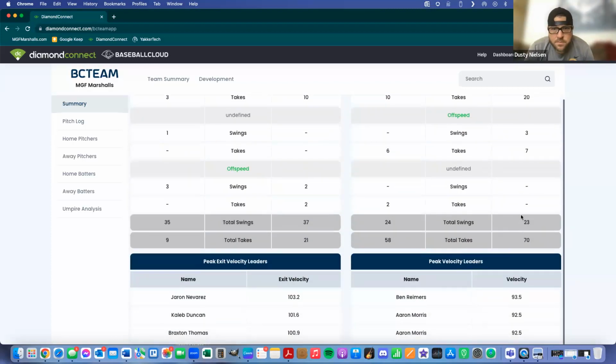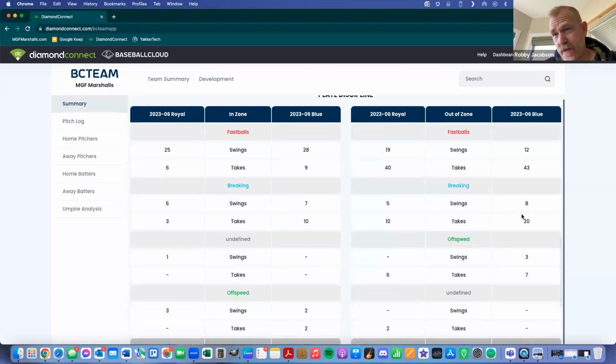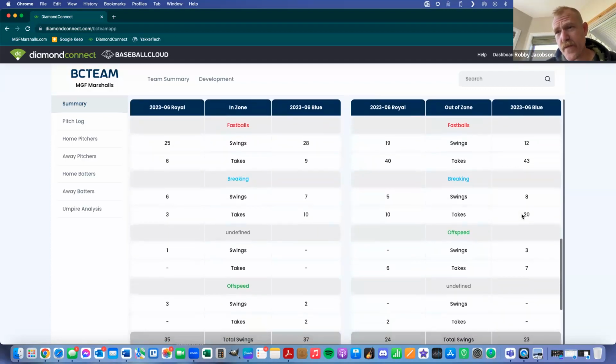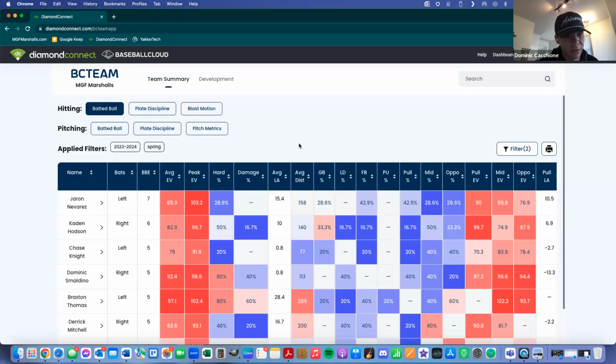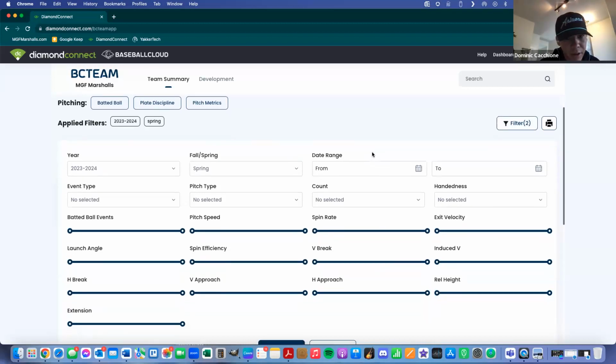Quick question: can you scroll right there? Whatever we're looking at here, the plate discipline, is there an area for cumulative stats, like the last 2 games? Because we're playing Royal all week. So game 1, game 2 combined, is there an area for that? You should be able to do that. I think it's under team summary total, and you can filter which games, I believe.